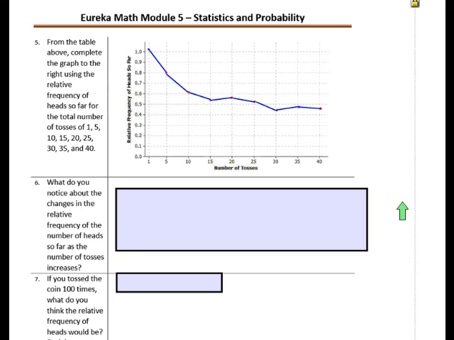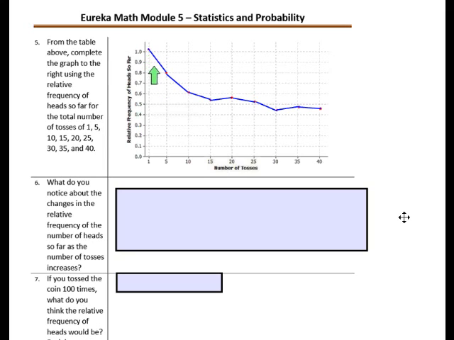Question 6. What do you notice about the changes in the relative frequency of the number of heads so far as the number of tosses increases? So here we have 1 toss and we have 1 as the relative frequency because 1 head over 1 toss is 1. Had that been a tail, that data point would be down here at 1 toss and 0 heads. Then in the next toss, a tails happened. So now it was lowered because we've had fewer heads divided by more tosses.